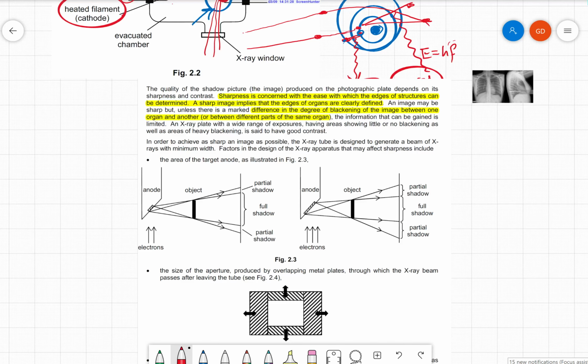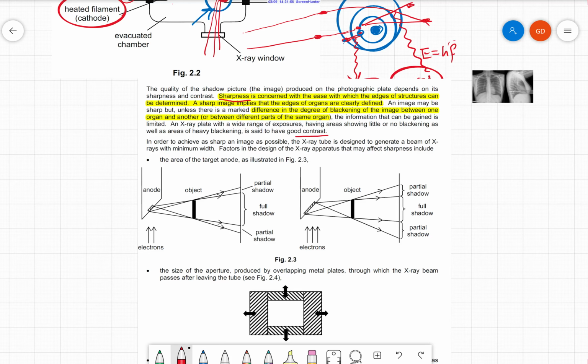Okay, in this part, we are concerned about the quality of the X-ray image that we are going to obtain. Two factors we are concerned with. The first one is the sharpness, and the second is the contrast. So we are meant to get good sharpness and also an acceptable or good contrast for the obtained image.